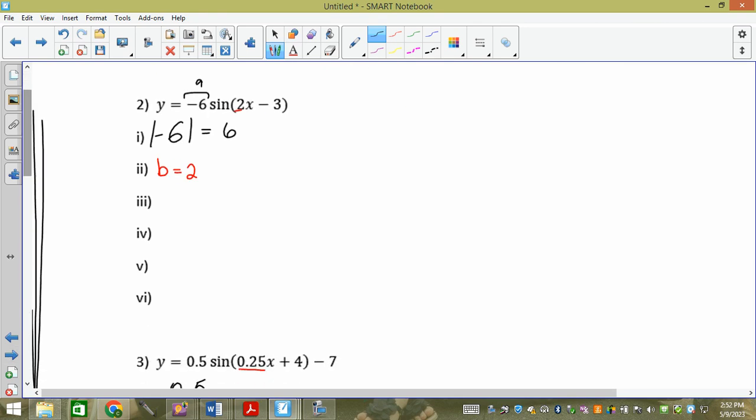Okay, 2. The period is not 2. To get the period, it equals 2 pi over B. What is B in this case? 2. What happens with our 2's? They cancel, and the period is just pi. So this one repeats itself in 3.14159, blah, blah, blah, blah, blah, blah, blah. Right?